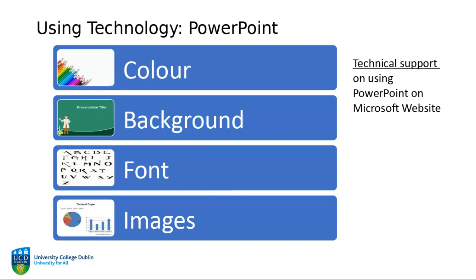Because if you use, for example, a white background with a very bright yellow font or something like that, it can be very hard for your audience and even for you to actually be able to read it. So make sure there's a good color contrast so it's easy to read your presentation.